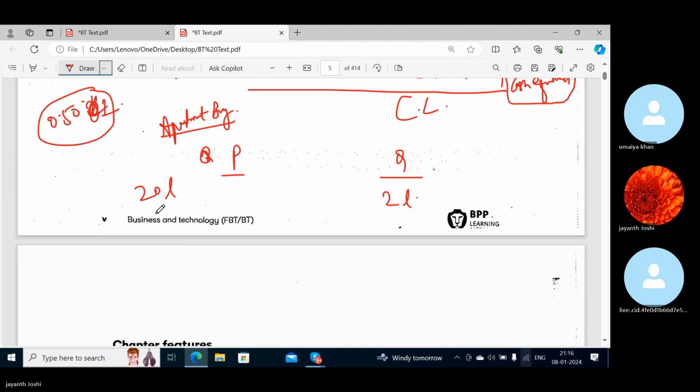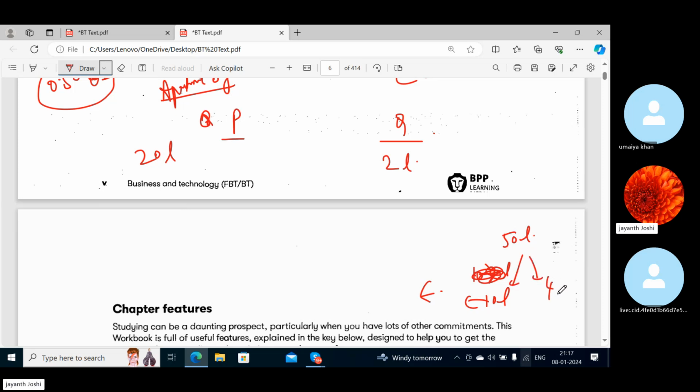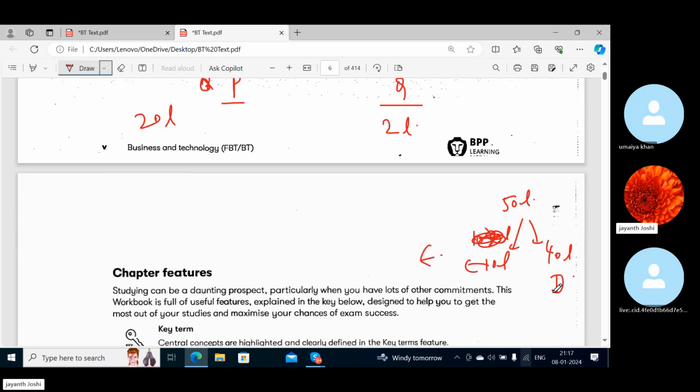Let's frame this example. 50 lakhs is the value of an apartment. 10 lakhs is the down payment. I will call that 10 lakhs equity because that is your contribution to the purchase of that property. And 40 lakhs is the debt. This debt will be taken from the bank. This will be borrowed. And 40 lakhs is the loan amount.